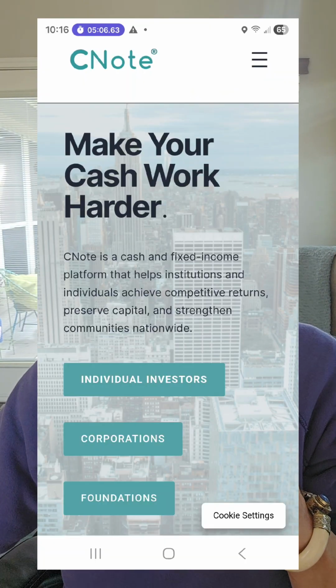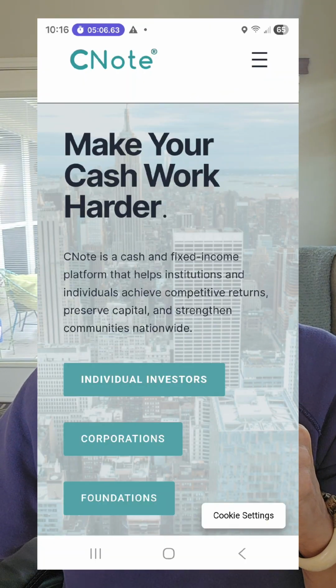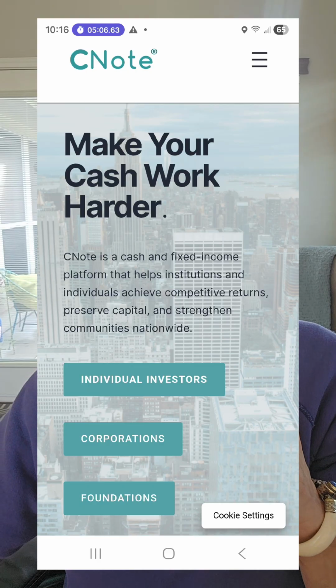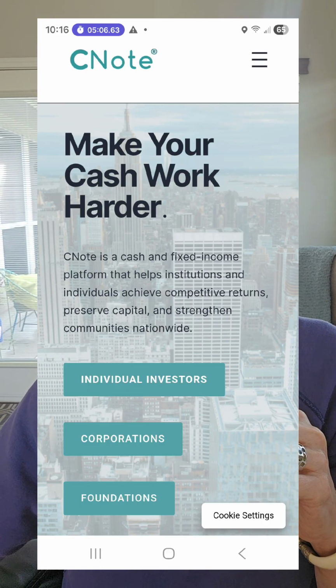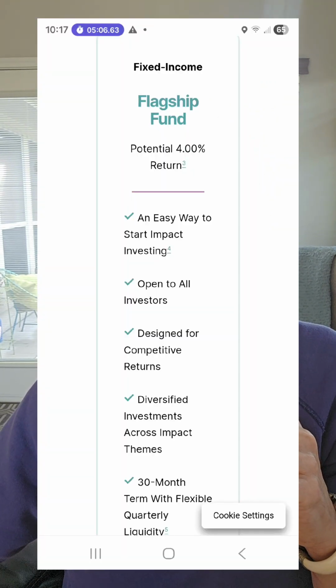CNote isn't just one thing. It's a whole platform with multiple products. But for our purposes, we can make it simple. If you're on CNote because you want to invest in CDFIs, you're looking for their Flagship Fund. Everything else on this site is built for institutions and qualified investors and employers. Now, personally, I find it fascinating to look at because my brain is weird, but it's not important to the mission at hand.